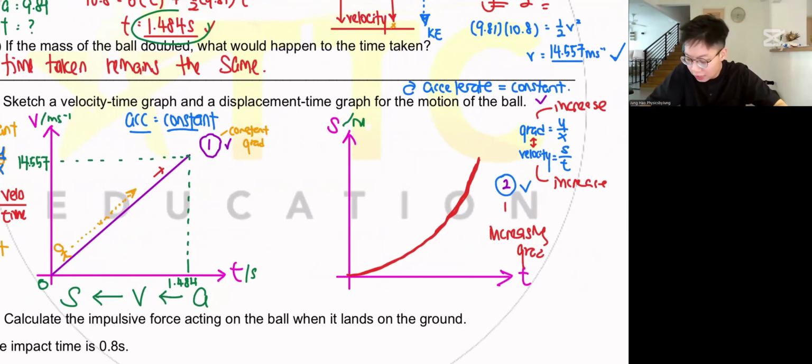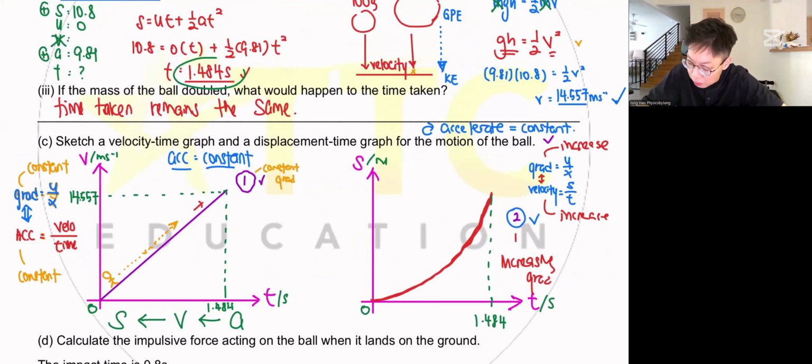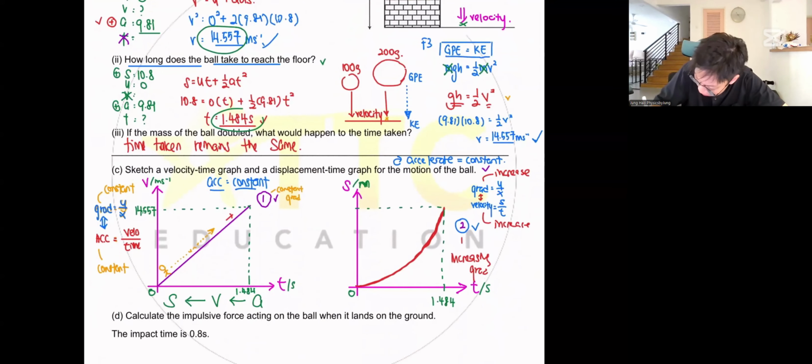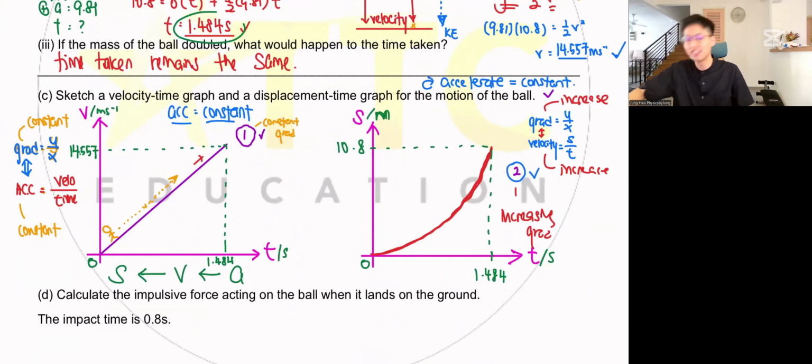Make sure at least you label the units. Displacement unit is always meters. Time is always seconds. So remember to label your origin and at what time it reaches the ground: 1.484 seconds. How far is the ground? Displacement 10.8 meters. So here it will be 10.8 meters. Therefore, this is my answer. Like this, I guarantee you get full marks. 100%.